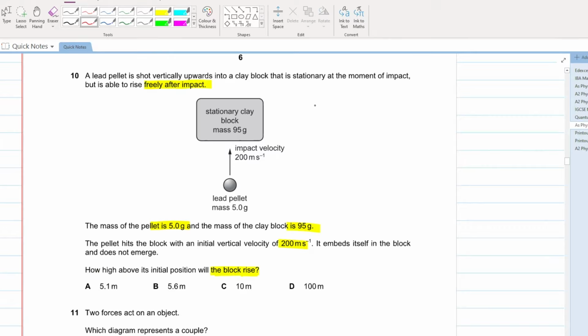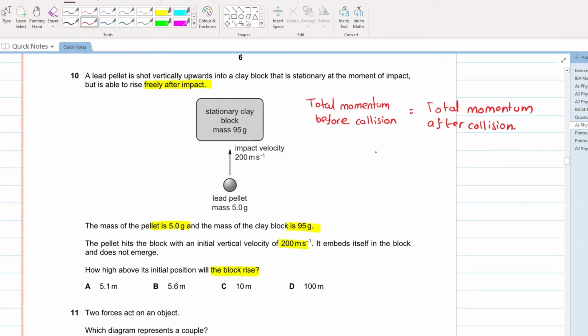So, what will you say here, first of all? You will say that total momentum before collision is equal to total momentum after collision.